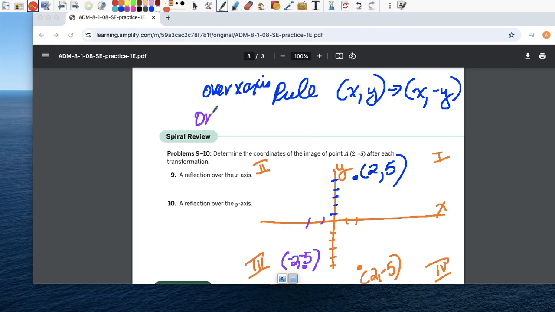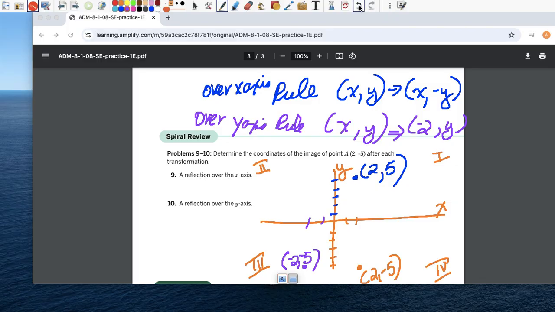So over the y-axis, let's see what happened. Look at your point. You had a point x, y. Did anybody stay the same? Yeah, your y stayed the same. But what happened to your x? Your x went from positive to negative. So whatever your x is, his x is going to be the opposite. So that's the rule for reflection over the y-axis.